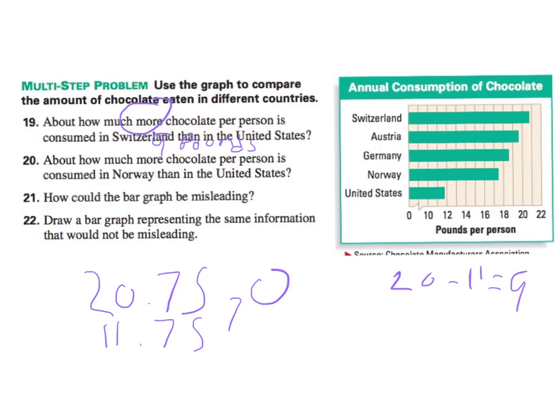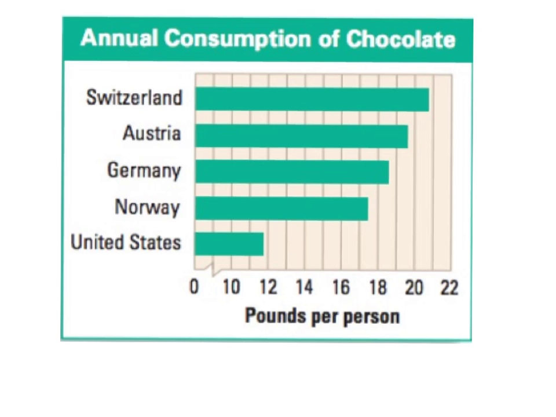Now we need to look at question 2. Question 2 is about how much more chocolate per person is consumed in Norway than in the United States. So again, we are comparing the United States at the bottom and Norway, which is the one above it. We already know that the United States is 11.75. So now we need to solve for Norway.